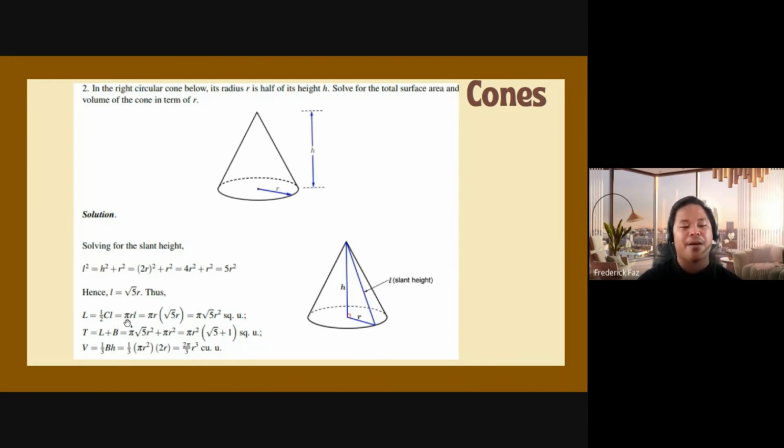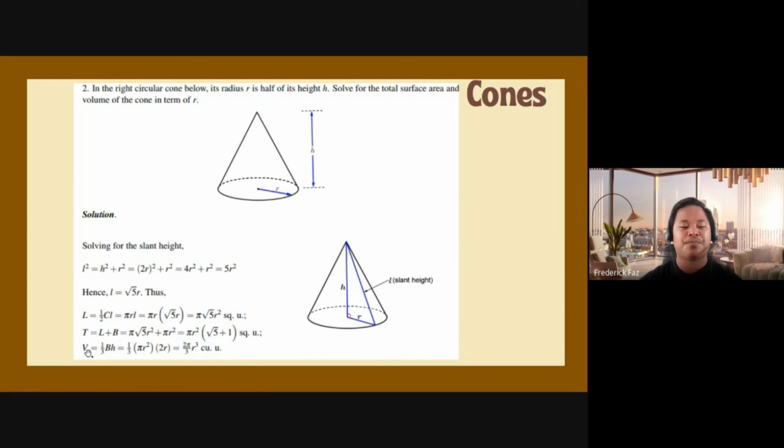So we have here pi R L, so pi R times the square root of 5R squared. Or we can have square root of 5 pi R squared square units. We have the total surface area, which is equal to, so pi R squared is the value of the area of the circle. Is equal to pi R squared times the quantity square root of 5 plus 1. Since it is equal to 1 times pi R squared, it is equal to this formula, square units.